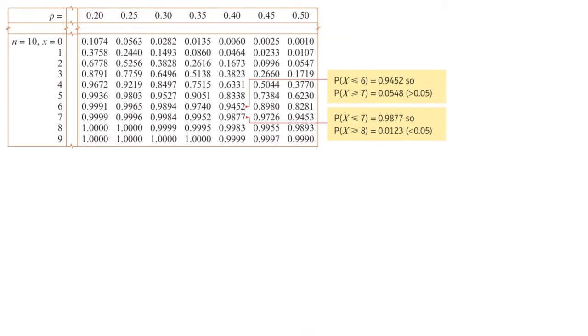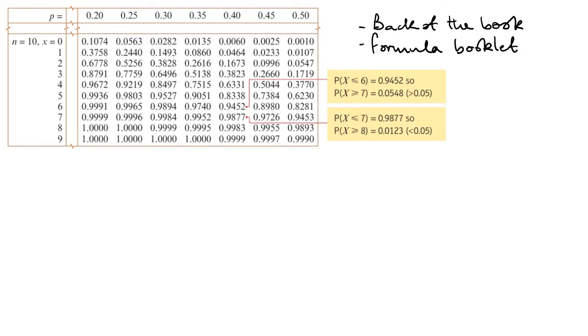Okay, so here's a table of values. This is in the back of the book, and it's also in the formula booklet. Now you can get bits of the table up on your calculator, but it's too fiddly. It's easier to use the tables, and we're going to be using the tables to find the critical region.